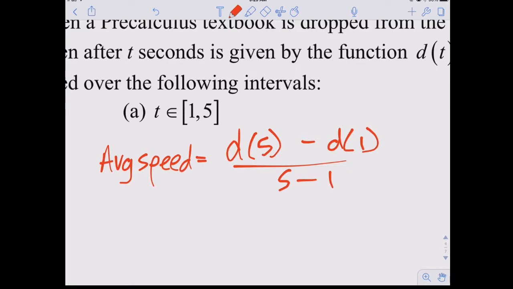We're finding the slope of the secant line, but it's giving us the average rate of change of the book's distance. This is displacement over time. This is physics. This is displacement, the net change in position, your final position minus the initial, over the change in the time, the elapsed time.